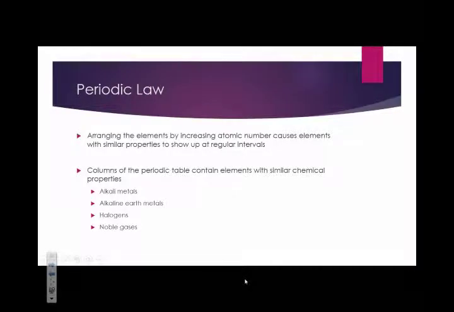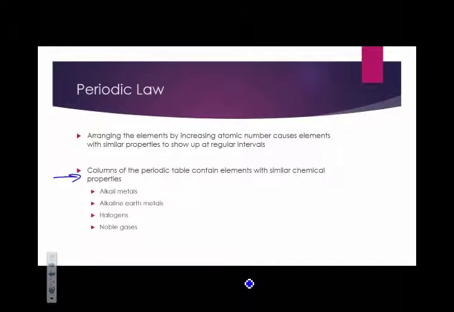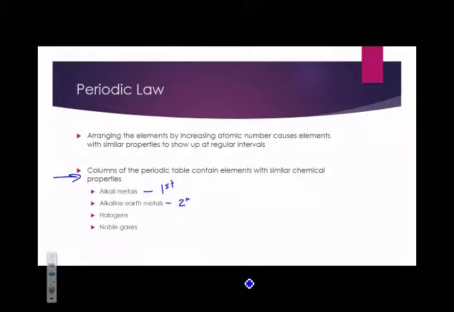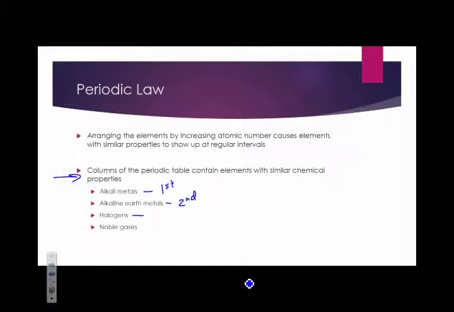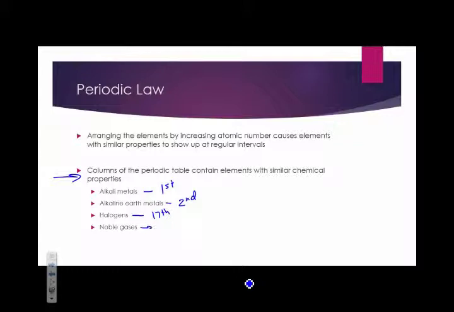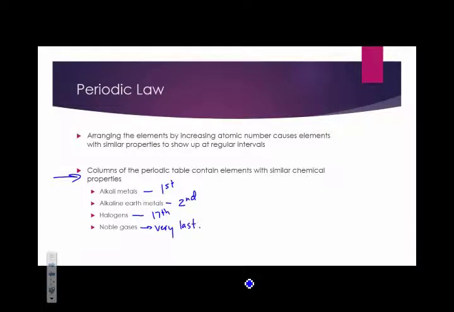In fact, it turns out that columns on the periodic table are really elements with similar chemical properties. For instance, the first column on the periodic table is called the alkaline metals because they all behave in a particular way in chemical reactions, or similar ways. The alkaline earth metals is the second column. The halogens is the 17th, and the noble gases is the very last column on the periodic table.